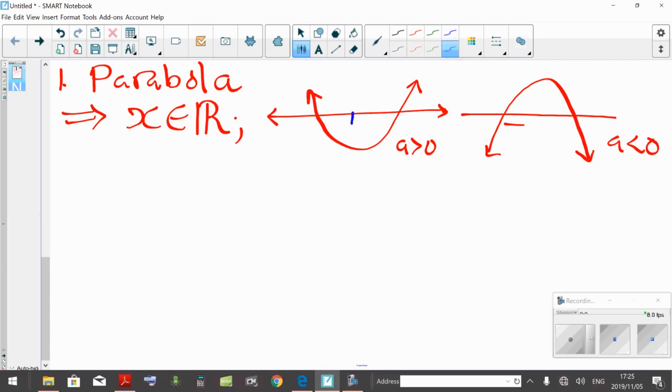If I were to draw a vertical line at any point there, vertical line from the x-axis will always coincide with the parabola at one point or the other. So from any point on the x-axis, you can draw a vertical line that will touch your parabola. Hence we say all real numbers. That is our domain.